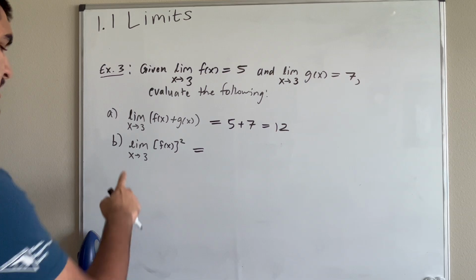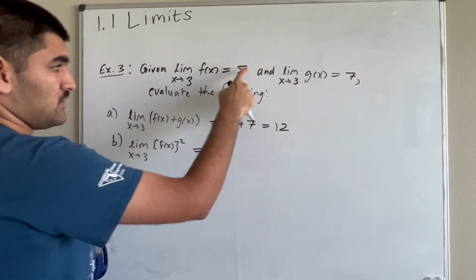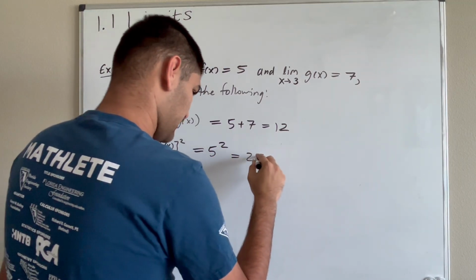So the limit as x approaches 3 of f of x is 5. So then if we square f of x, we simply just square 5. So this is just equal to 5 squared, which is 25.